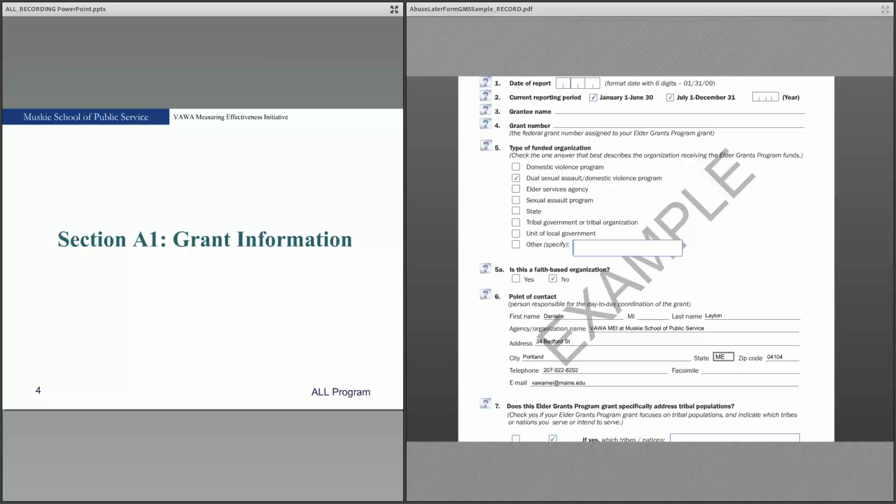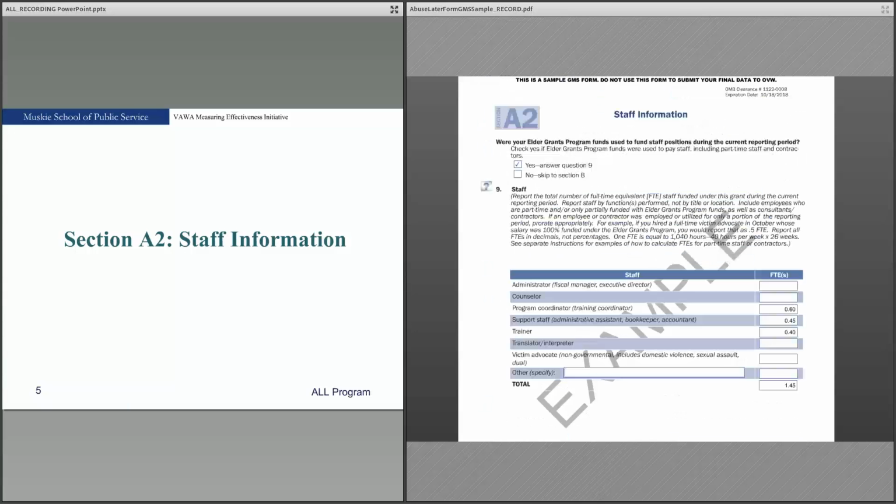All grantees must fill out Section A1 grant information. Questions 2 through 4 are pre-populated by the GMS system, but we encourage you to look at these closely to ensure that the information is accurate. That is, the current reporting period, your grantee name, and your grant number. The next section in the report, Section A2, covers staff information.